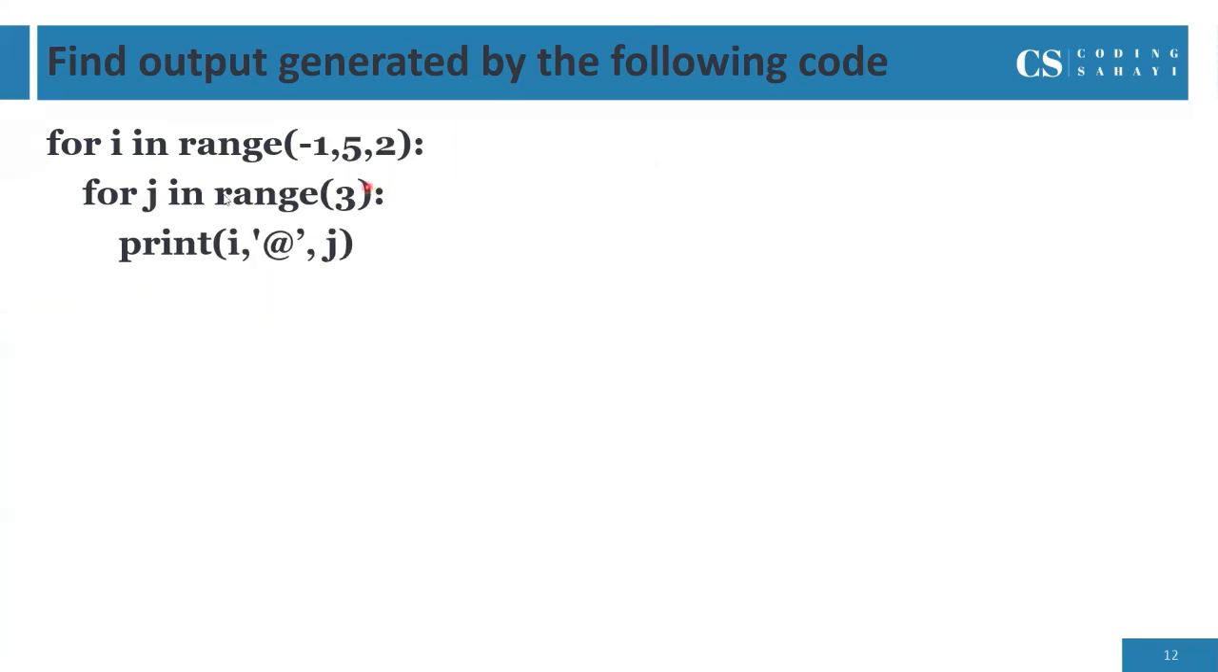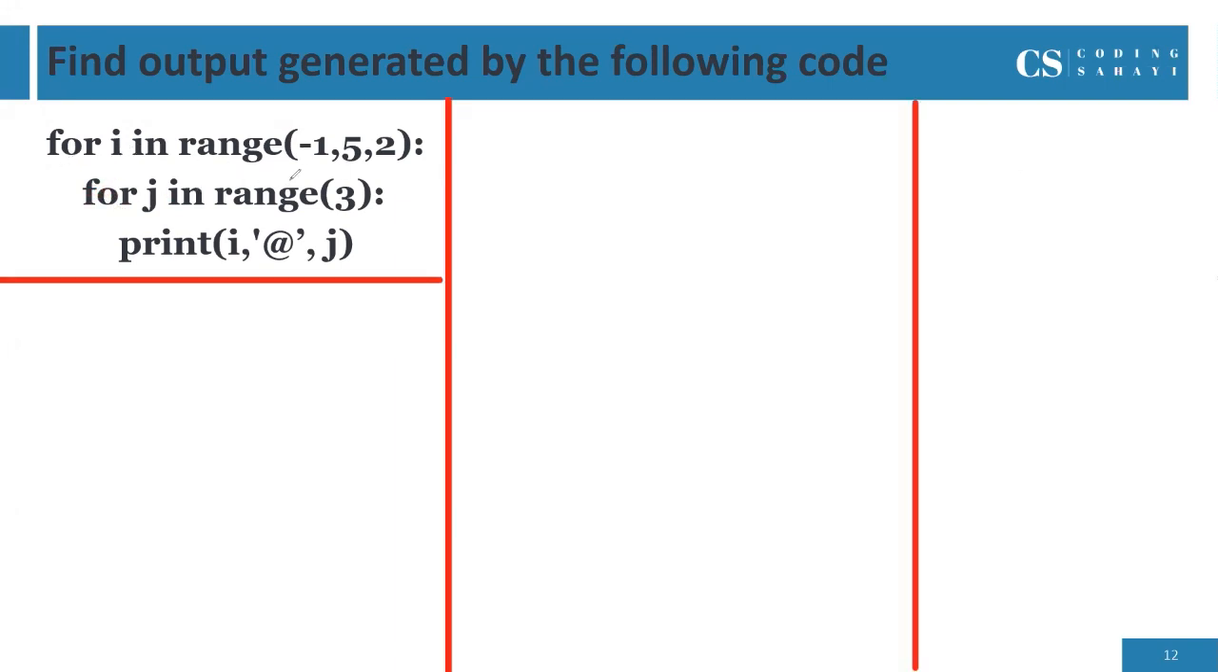So this is our next question. This is also a nested loop. So let's see how it works. So here, for i in range(-1, 5, 2), i is in the range of -1 till 5. Whether 5 is included? No. So -1 till 4, and here we have a step value 2.